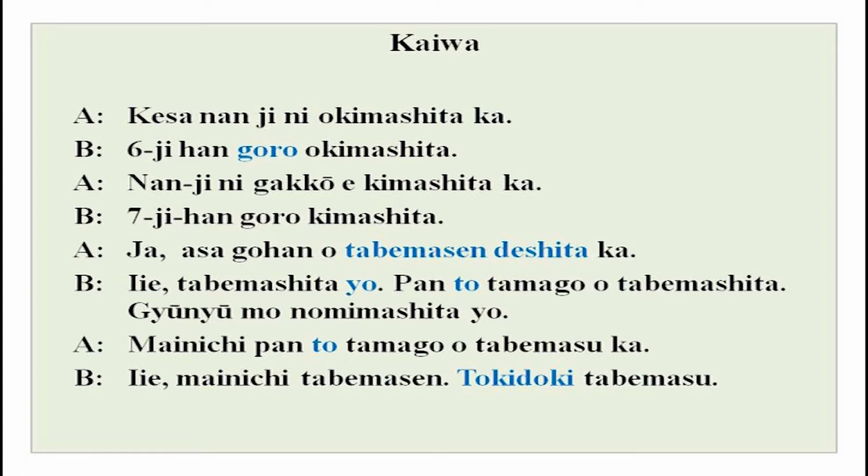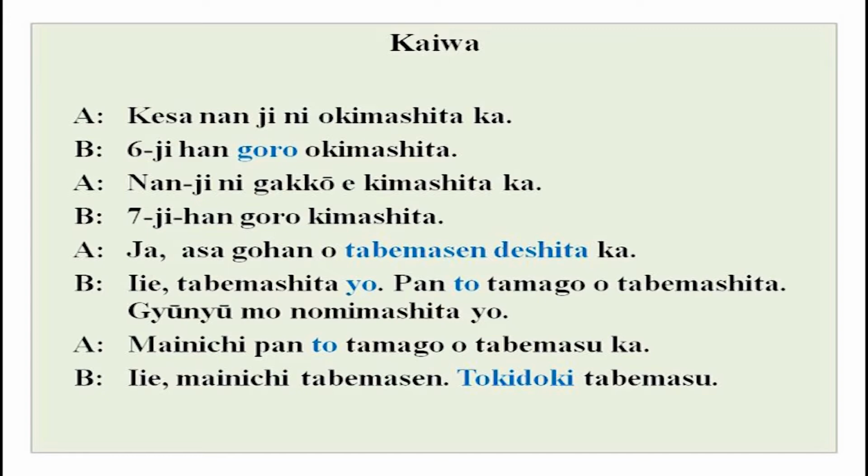We have done quite a few things over here. Almost all the verb forms over here have been covered. Well, there are a few new words like goro, yo. Yo is a particle, to is a particle, and tokidoki, another new word, which we will do in this lesson here.